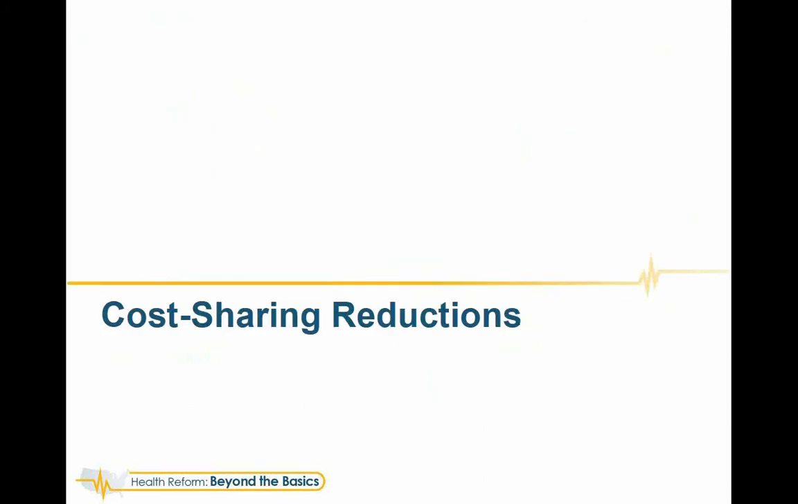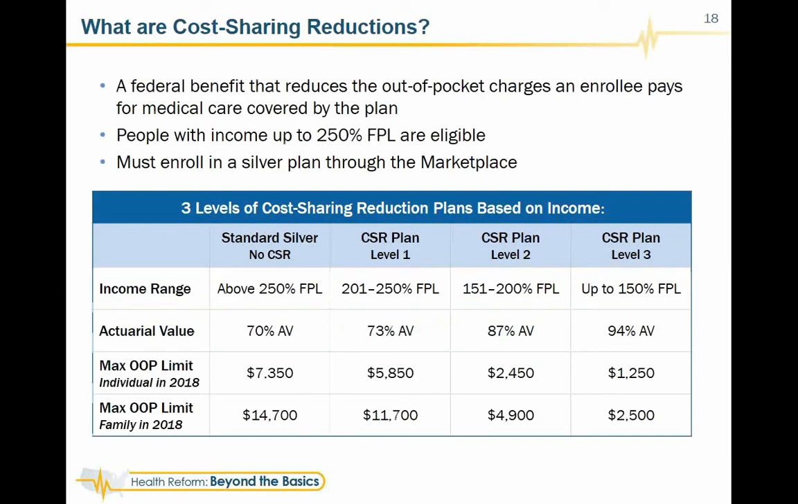Another very important aspect of marketplace coverage for folks is cost sharing reductions, and we're going to talk a little bit about how those work because they obviously impact the cost sharing charges under people's plans. Cost sharing reductions are a federal benefit that reduces the out-of-pocket charges that enrollees pay for medical care covered by the plan. People with income up to 250% of the federal poverty level are eligible for cost sharing reductions, and those are sometimes called CSRs.